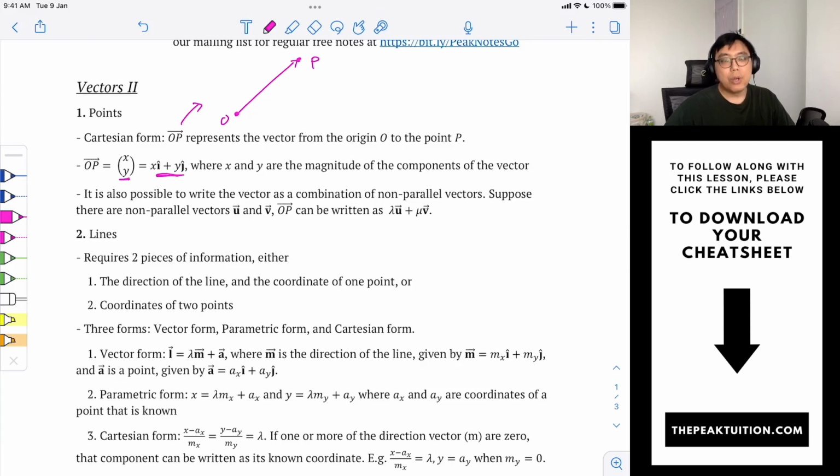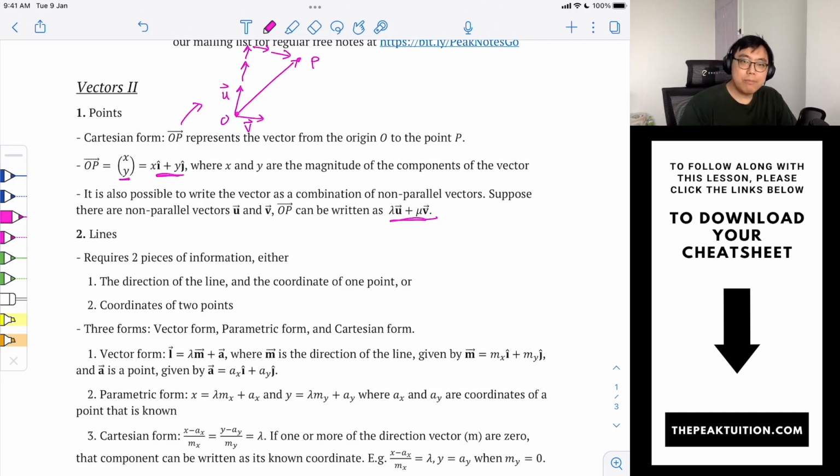It's also possible to write the vector as a combination of non-parallel vectors. Suppose there are non-parallel vectors u and v. OP can be written as something like this. For example, we have a u in this direction and a v in this direction. We can write it as maybe 3 u's plus 2 v's, as long as they are non-parallel.